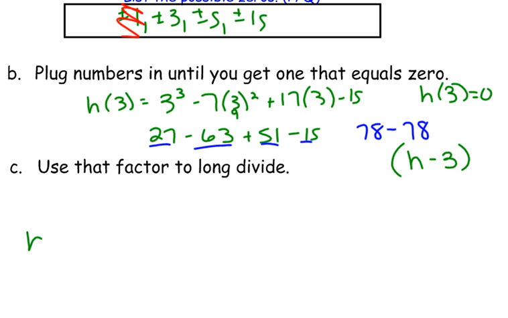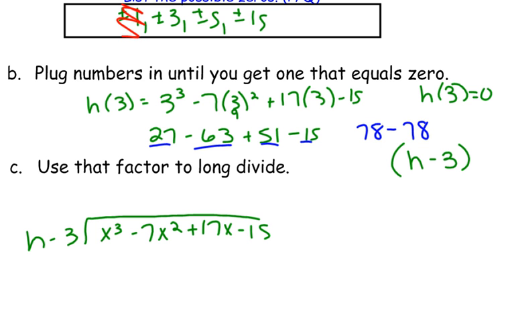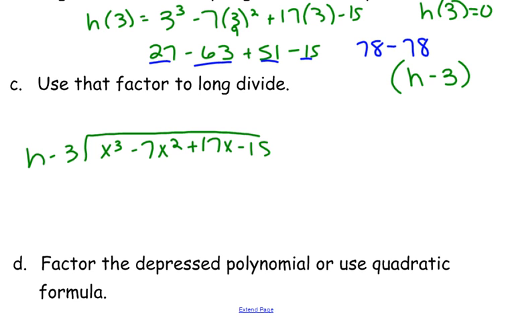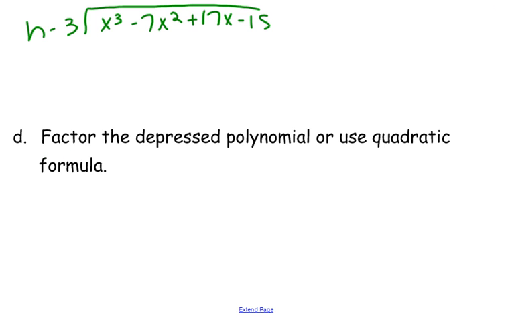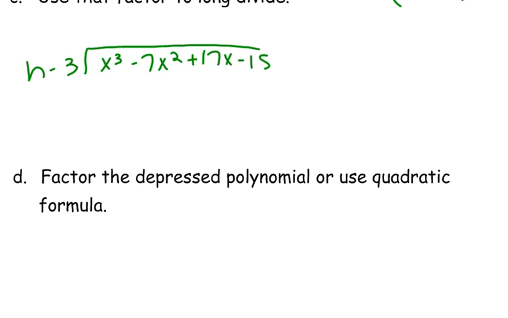So I'll use x minus 3, and I will factor that into my original problem, which was x cubed minus 7x squared plus 17x minus 15. So we're going to use our long division here. How many times does... Oh, I actually used x's and h's, didn't I? Let's call this an x. I didn't mean to call it an h. I don't know where that came from.